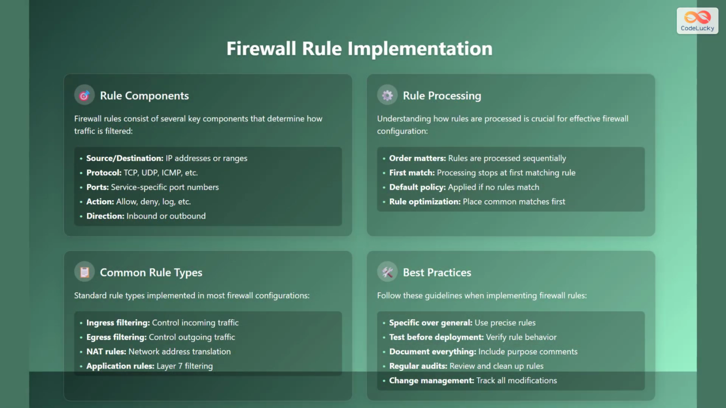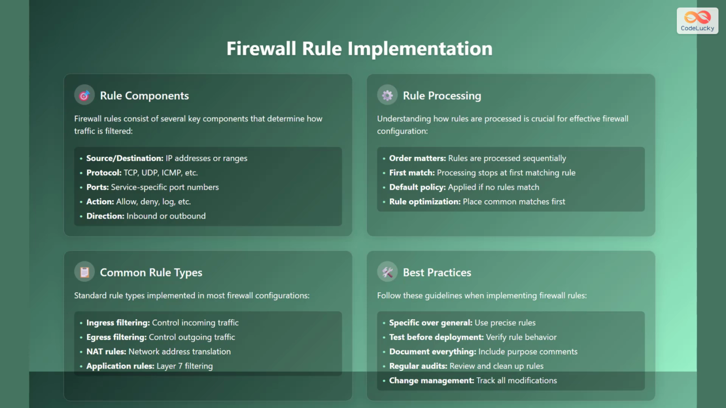Let's explore how to implement firewall rules effectively. Firewall rules consist of several key components that determine how traffic is filtered. These include the source and destination Internet Protocol addresses or ranges, the protocol, which can be Transmission Control Protocol, User Datagram Protocol, Internet Control Message Protocol, and so on, the ports, which are service-specific port numbers, the action, which can be to allow, deny, or log traffic, and the direction, which can be inbound or outbound.